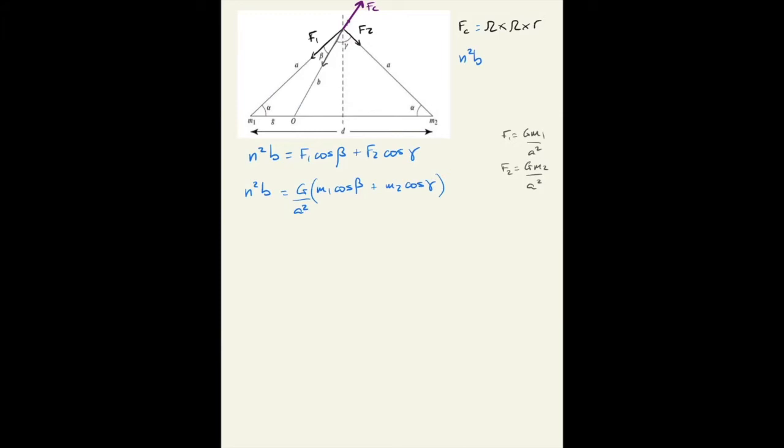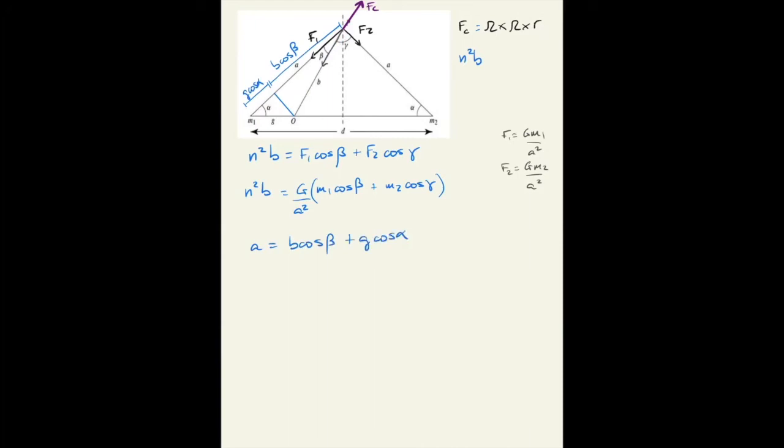From the triangle POM1, we see that if we would take a perpendicular from O to the line joining M1 and P, then this side here is B times cosine beta, and this length is G, the distance between M1 and the center of mass, times the cosine of alpha. So we can write here that A, which is the radius vector here from the sun to the particle, is equal to B cosine beta plus G cosine alpha.